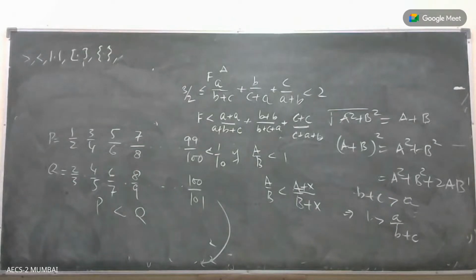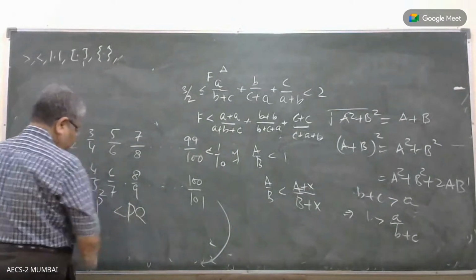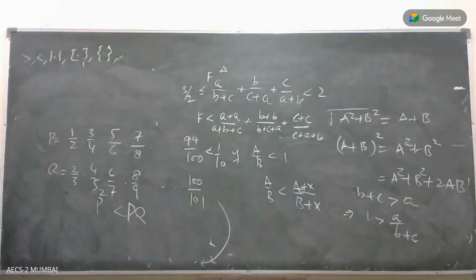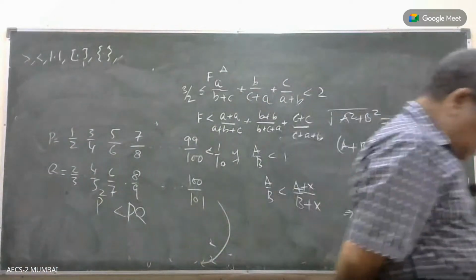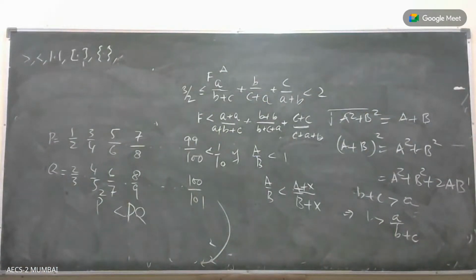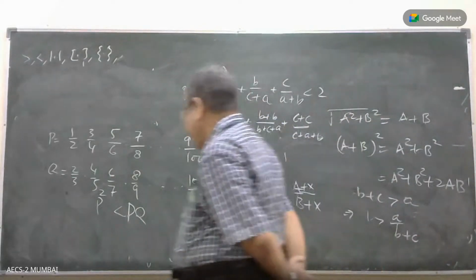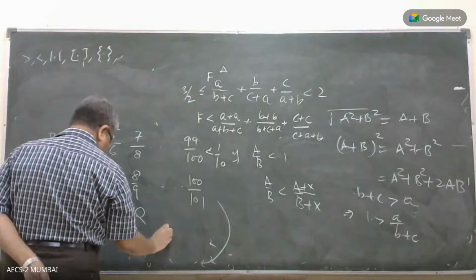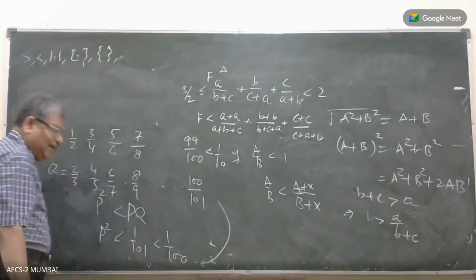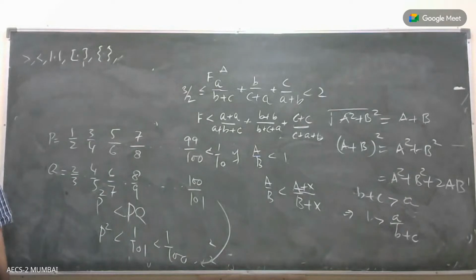Now what we'll do, we'll multiply it by P both sides. So what will be PQ? So P square is less than 1 upon 100. So have you proved it? Yes, sir. P will be less than 1 upon 10. Correct?